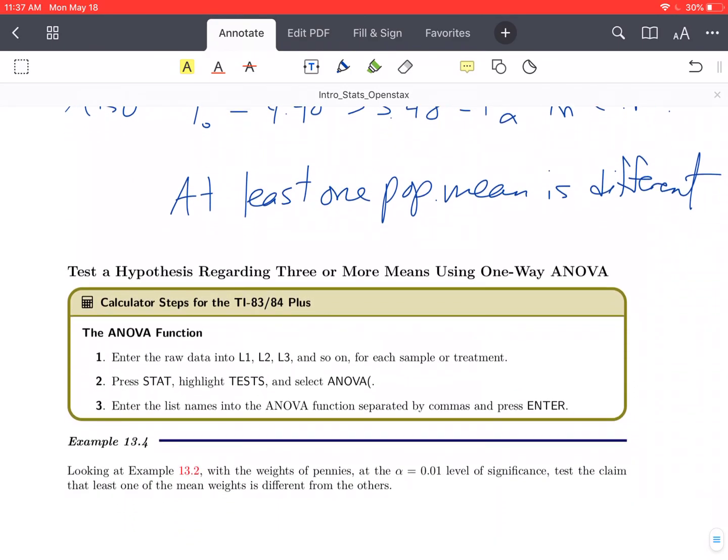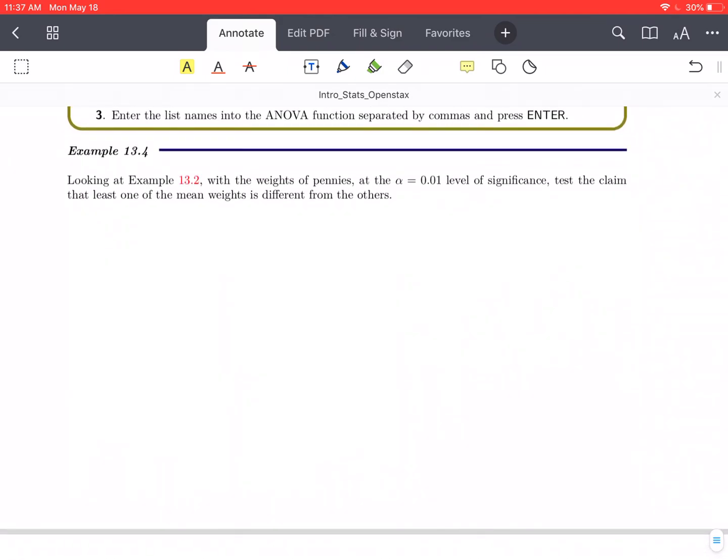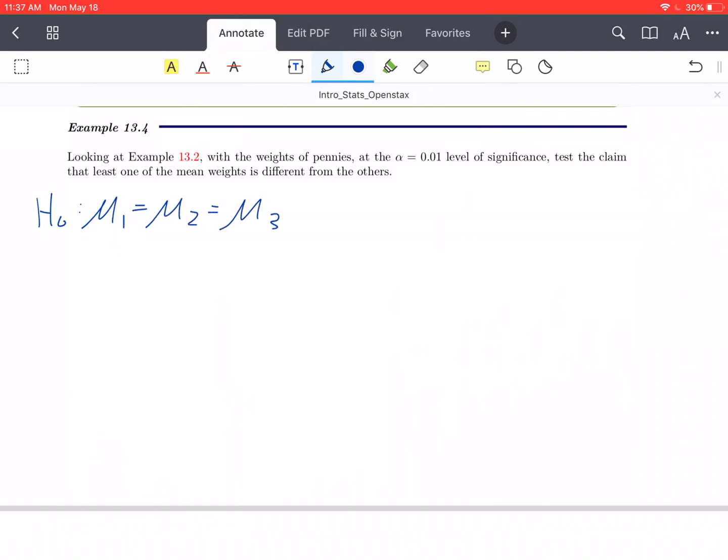All right. So now, when it comes to doing the penny example down here, we're not going to go through the whole process together here, because this one, typically we do this one manually, but I'm just going to show you guys kind of how we would set this up. So, with the mean weights of pennies at the 0.01 level of significance, test the claim that at least one of the mean weights is different. So our null hypothesis, as it always is, is that the means are the same. And our alternative hypothesis is at least one mean is different.